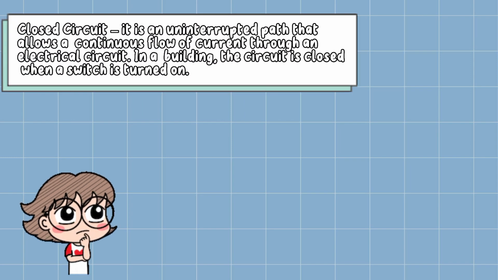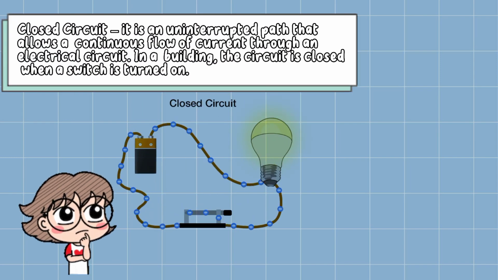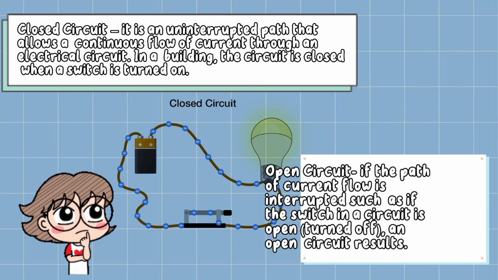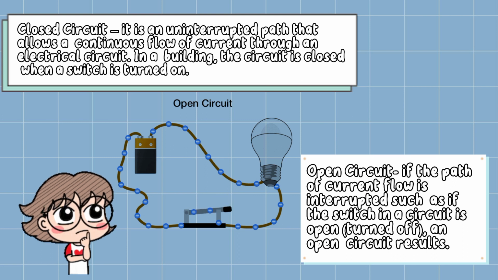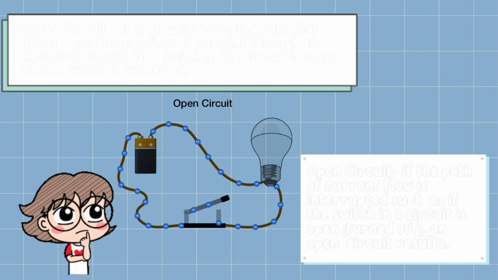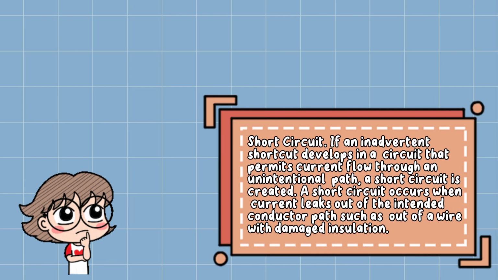Closed circuit. It is an uninterrupted path that allows a continuous flow of current through an electrical circuit. In a building, the circuit is closed when a switch is turned on. Open circuit. If the path of current flow is interrupted, such as if the switch in a circuit is open, an open circuit results.